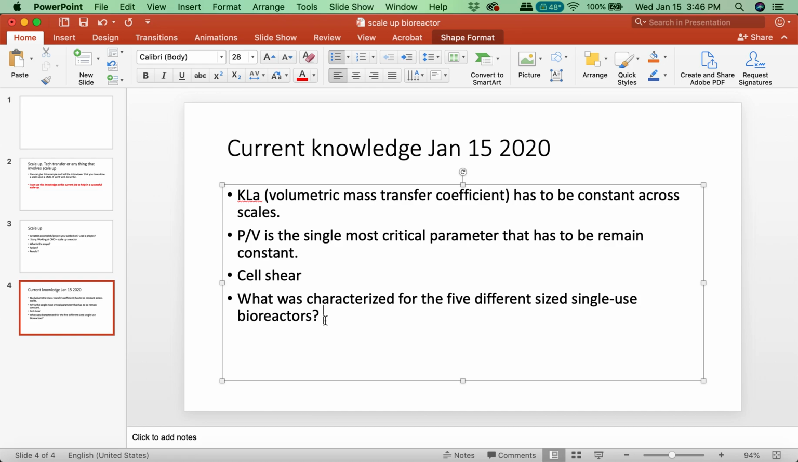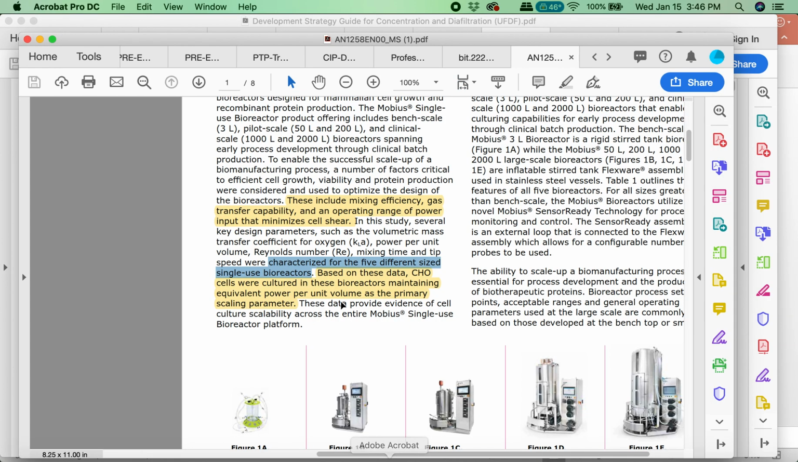Now you can see I can now talk about four things. I can include cell shear, that a client has a cell shear issue and he wanted to play around with different parameters to optimize his bioreactor. And I can also say that there was some characterization for the five different size single-use bioreactors. So now you can explain more the bioreactor for five different size scales.